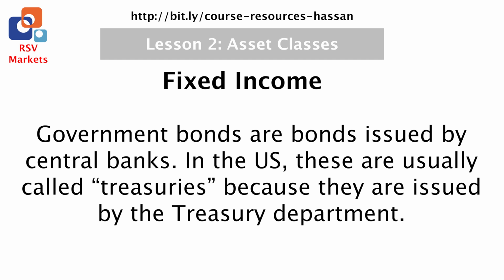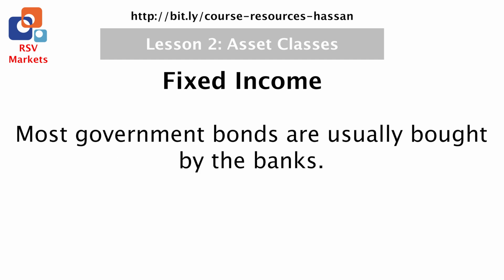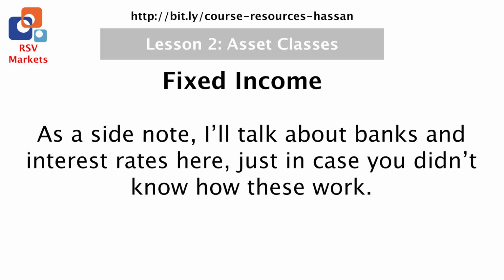Government bonds are bonds issued by central banks. In the US, these are usually called treasuries because they are issued by the Treasury Department. Most government bonds are usually bought by the banks. As a side note, I'll talk about banks and interest rates here just in case you didn't know how these work.